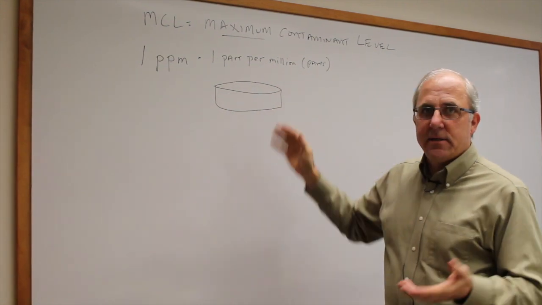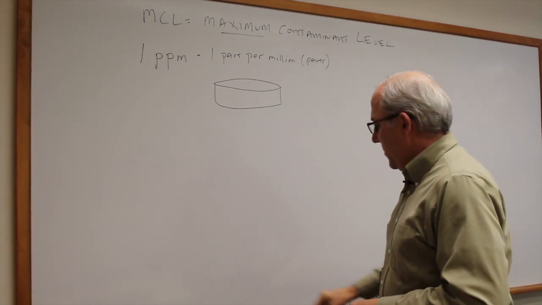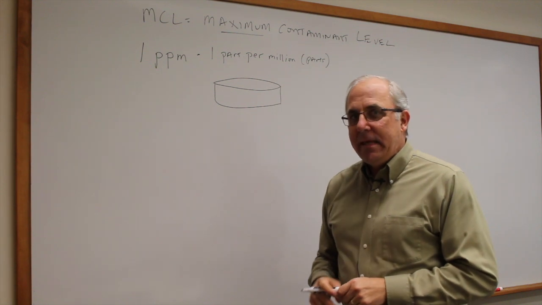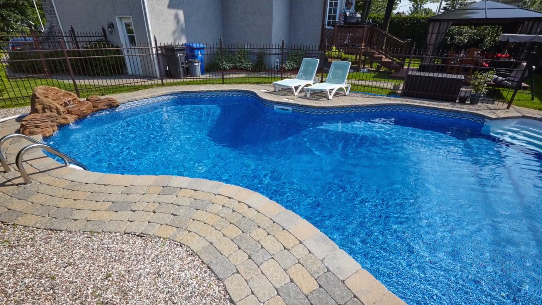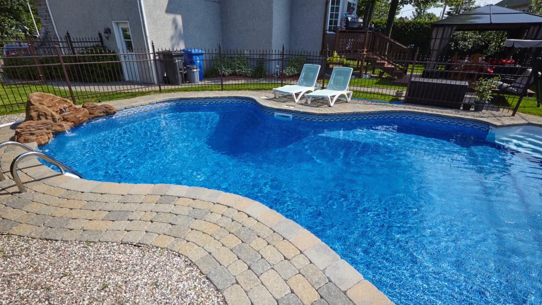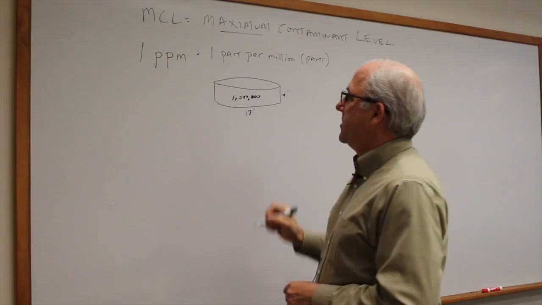And to put this into context, say when you're baking, you use a tablespoon. So if you actually took 1,000,000 tablespoons, you could fill up a swimming pool that's about 13 feet wide by 4 feet high. That would contain 1,000,000 tablespoons.